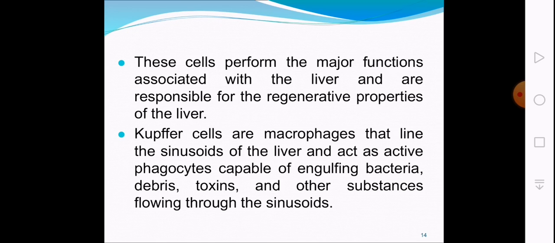So the Kupffer cells are macrophages that line the sinusoid of the liver and act as active phagocytes capable of engulfing bacteria, debris, toxins and other substances following through the sinusoid. يعني النوع الثاني من الخلايا بنسميها الكوفر سيلز، والكوفر سيلز عبارة عن مايكروفيج حاصل لها مايجريشن into the liver، وهي بتكون lining للسينوسايد of the liver وبتشتغل as phagocytic cells. والphagocytic cells زي ما عارفين بتعمل لنا engulfing للفورين particles زي البكتيريا والدبري. الدبري يعني الديد tissue, toxins and other substances following through the sinusoid.